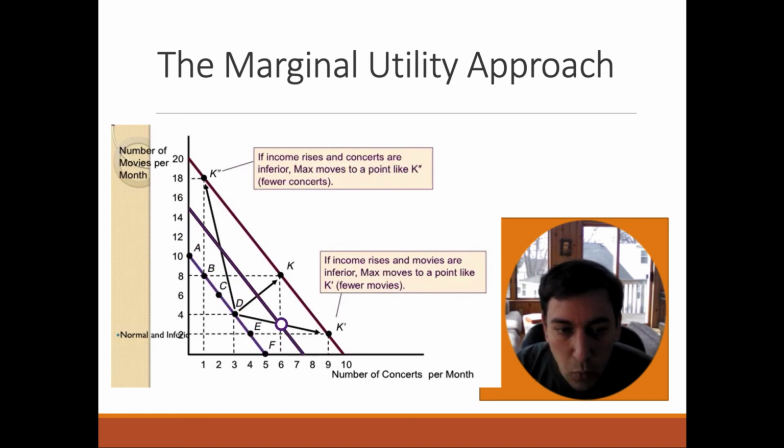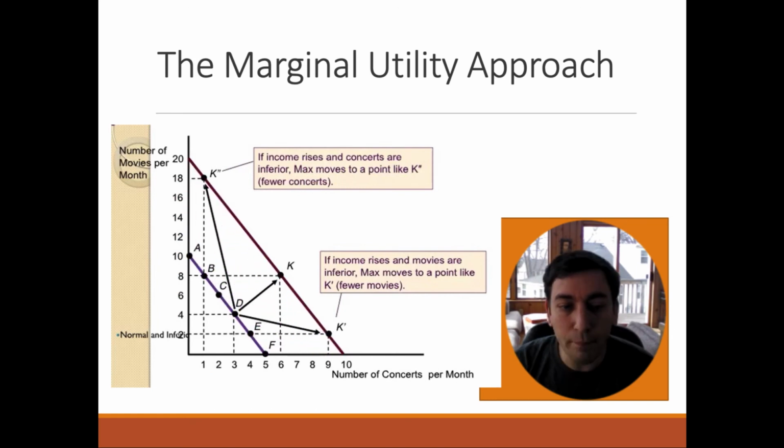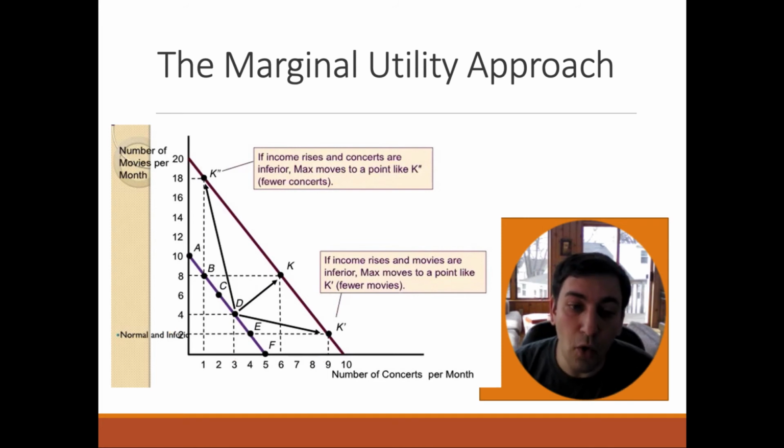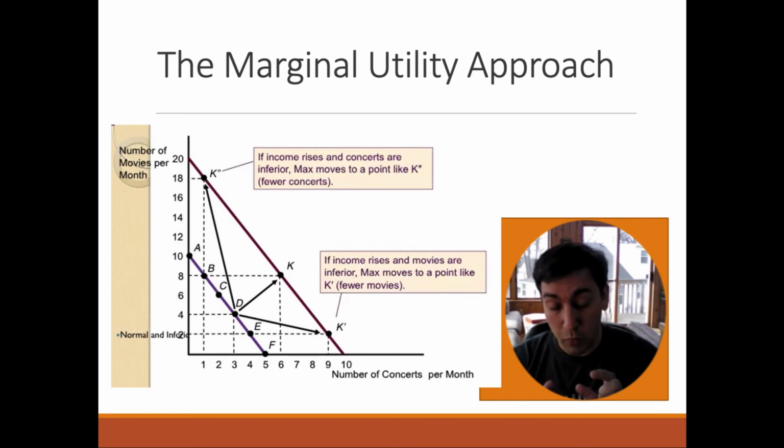Well, what about if you went from D to K prime single? Now you are buying less movies and more concerts. So there, concerts are a normal good and movies would be an inferior good. If you move over to K, you're buying more of this good and more of that good. So they're both normal goods. So we could start to visually see what it means to be a normal good or an inferior good when consumers are optimizing given a budget constraint.